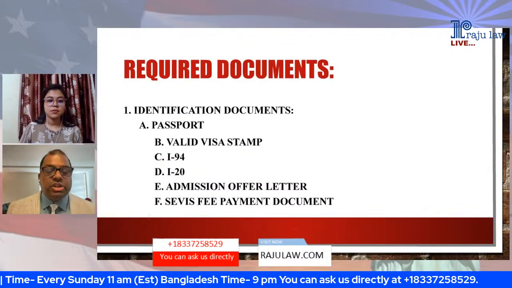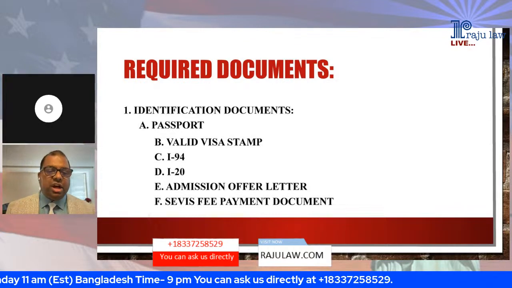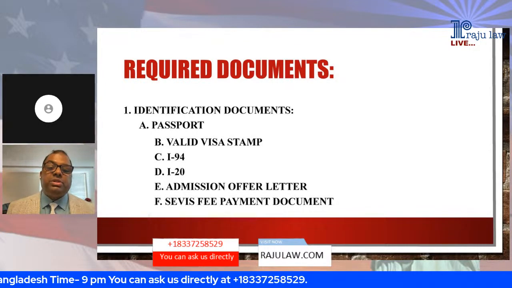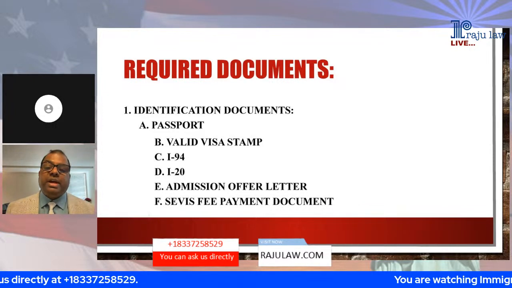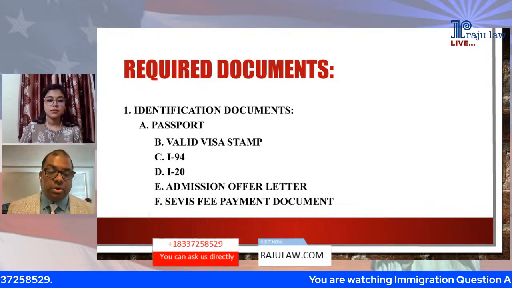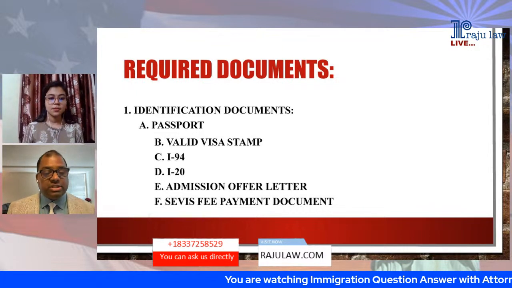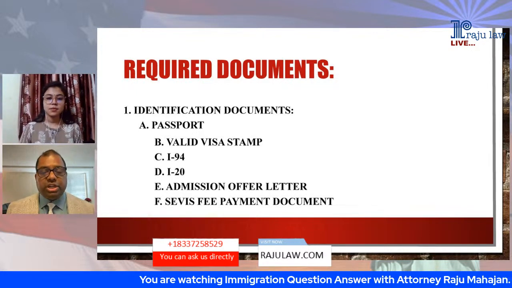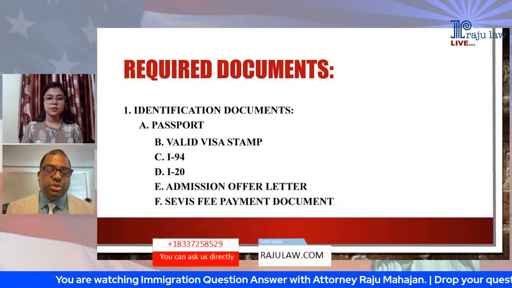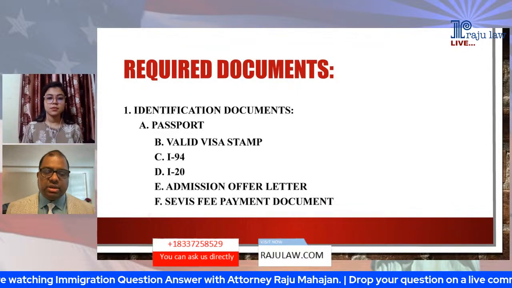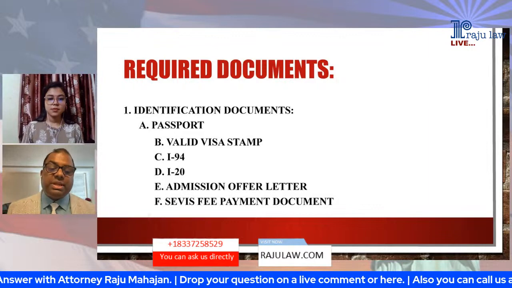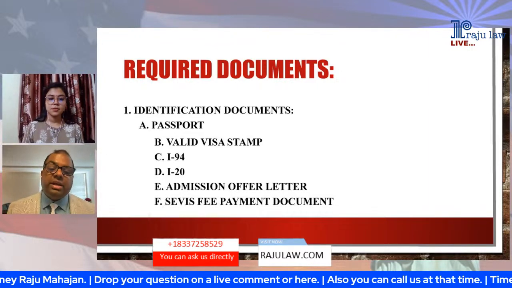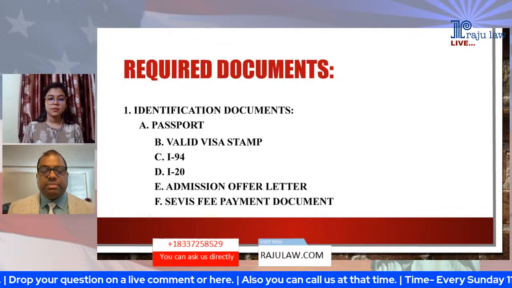Required documents. When you submit your application, there are a lot of documents you need to submit. The first one is identification documents. Number one, you have to have a passport, valid visa stamp, I-94, I-20. I-20 is very important. A lot of people don't know. When you change your status from B2 to F1, I-20 is mandatory. You must submit your latest I-20. Otherwise, they will not even receive your application. Admission offer letter, service fee payment document. Next slide, please.